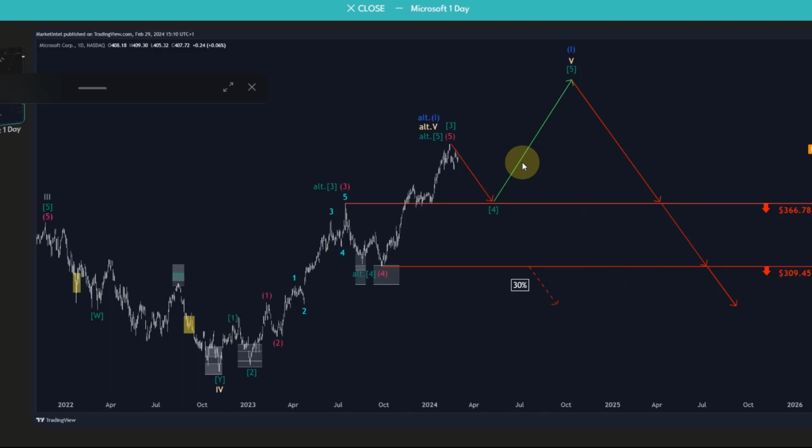In the alternative perspective, which we give a 30% probability, blue wave 1 already topped at the recent top, which formed early this year. But we need to see a break below $366.78 to confirm that alternative perspective. In the preferred wave count, which we give a 70% probability, we should see wave 4, which shouldn't break below $366.78, and then we should see further upside.